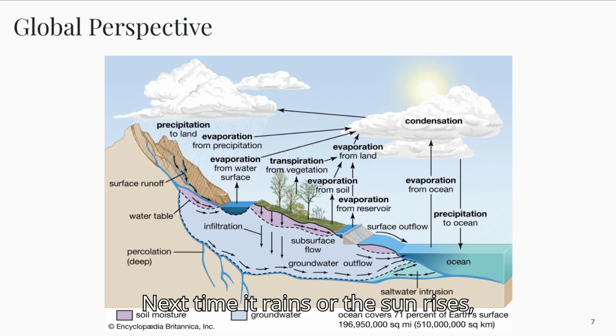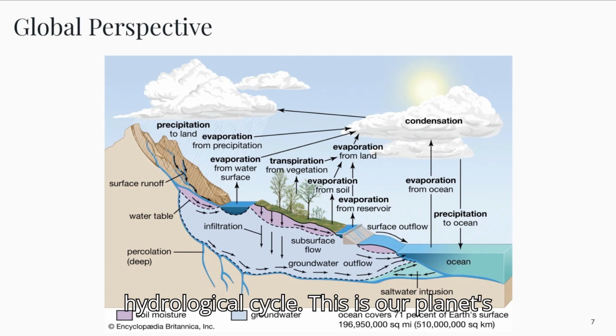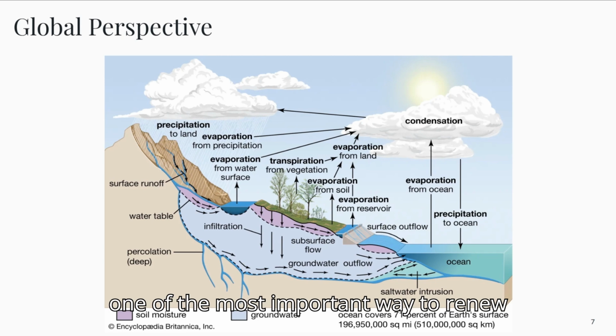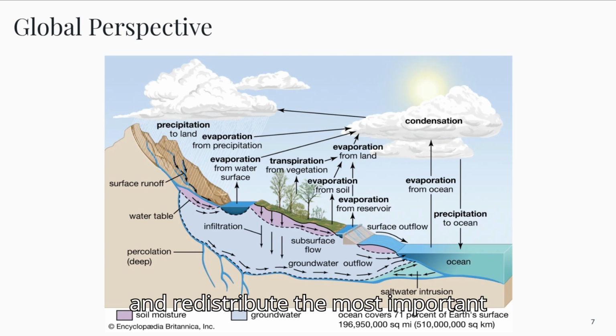Next time it rains or the sun rises, remember that this is a part of the hydrological cycle. This is our planet's one of the most important ways to renew and redistribute the most important resource of our life, the water.